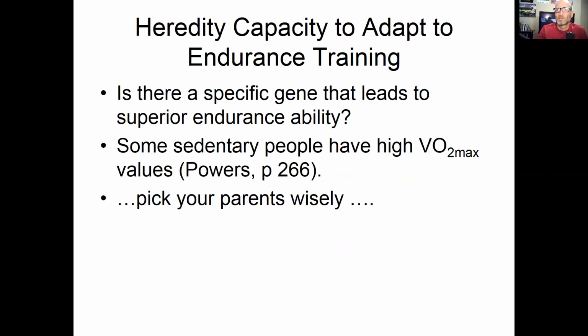Okay, so Noakes talked a little bit about heredity. He does this in different parts of the book, and wonders, is there a specific gene that leads to superior endurance ability? There are some genetic tests that you can do now, and there is a marker for endurance ability. So there is some evidence supporting the answer to that question. It's also important to recognize that some sedentary people just have high VO2 max values, but that doesn't necessarily make them good endurance athletes. That goes back to the inability of VO2 max by itself to predict performance.